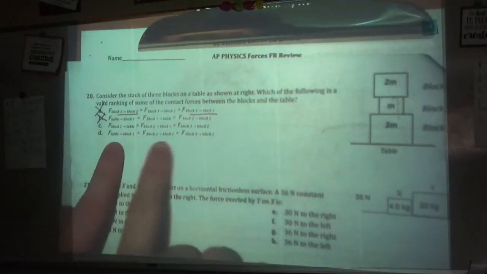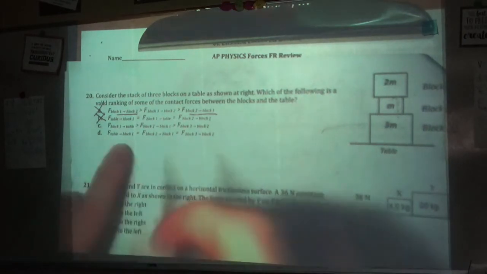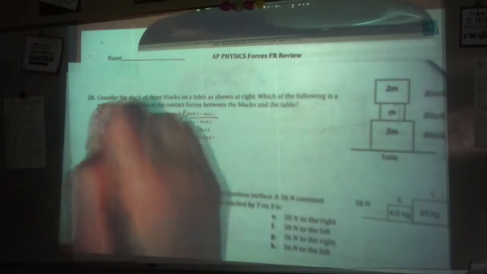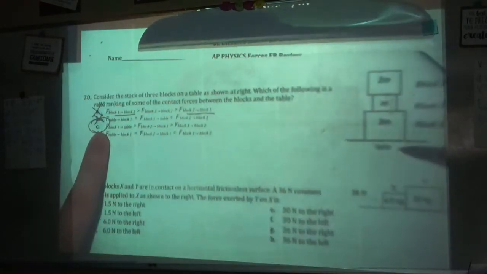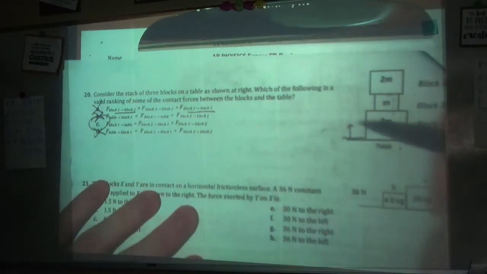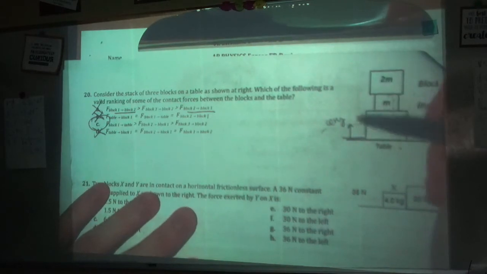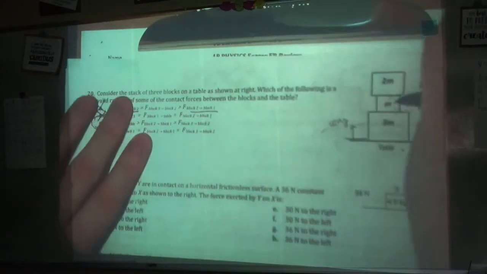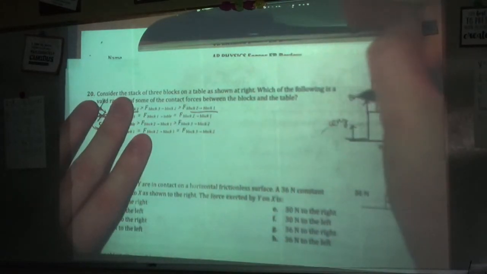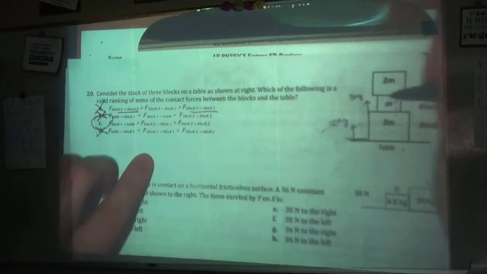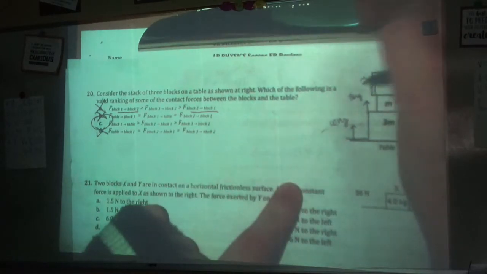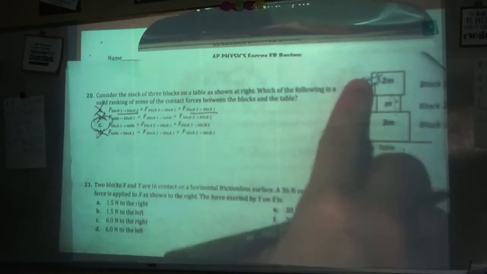This one, let's see if there's others I can cross off. No, we have to actually look. Well, we already said table on 1 would not be equal to block 2 on 1. So what's left is C. Let's think about 1 on the table. It would be equal to the table on 1, which we said is holding up 6 mg, the total weight, pushing back equal to the total weight. And then block 2 on 1 would be equal to 3 mg because it's pushing back all of this weight. And then 3 on 2 would be just holding up the 2 mg. So this one would be greater than this one, so C is correct.